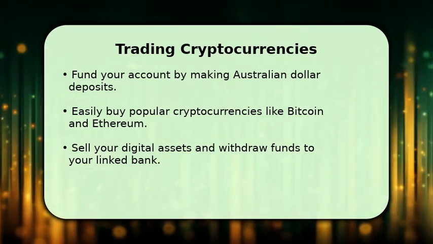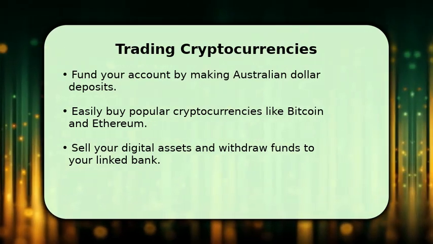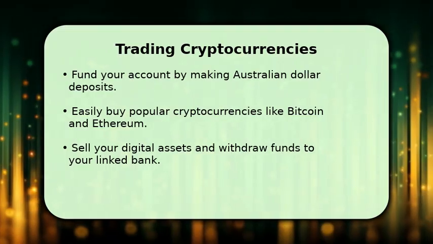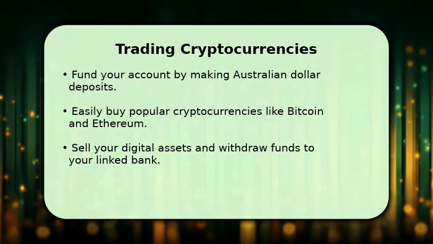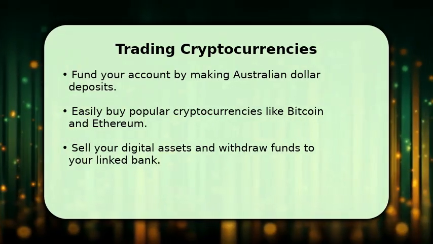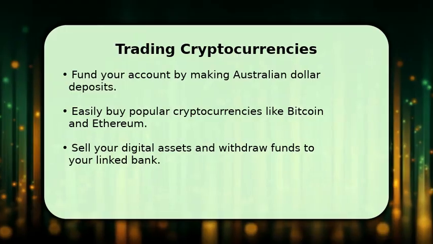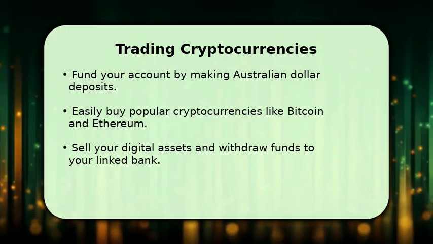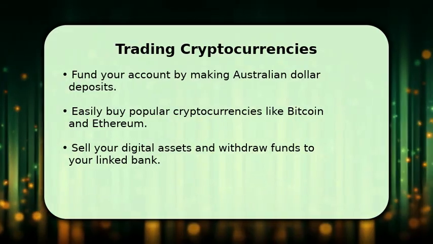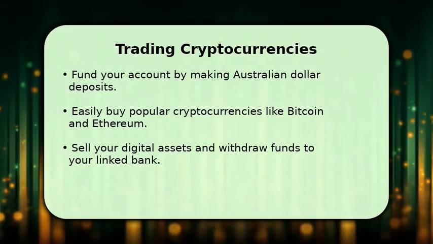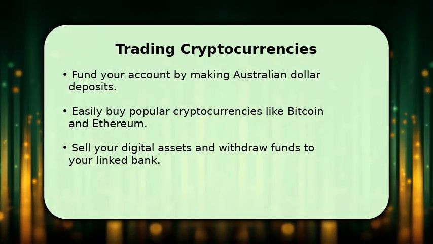With your account set up and verified, you are ready to start trading. Deposit Australian dollars into your Coinbase account using your linked bank. Once funded, you can easily buy popular cryptocurrencies such as Bitcoin, Ethereum, and many others with just a few clicks. When you decide to sell, you can convert your crypto back to Australian dollars and withdraw the funds directly to your bank account, completing the cycle.